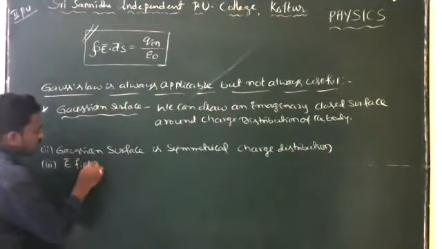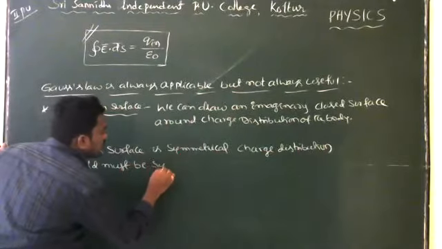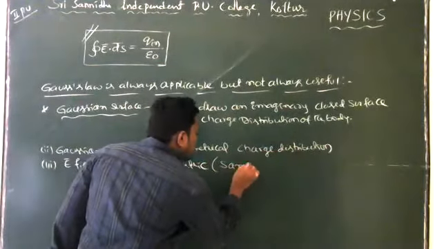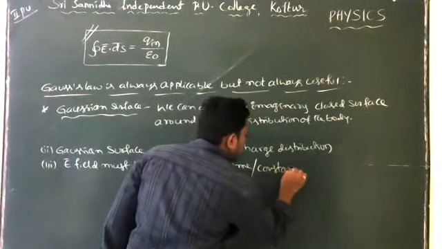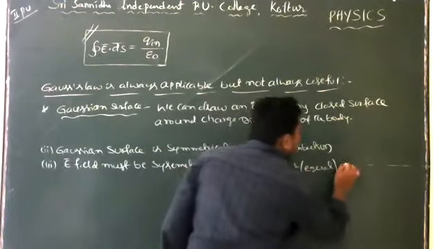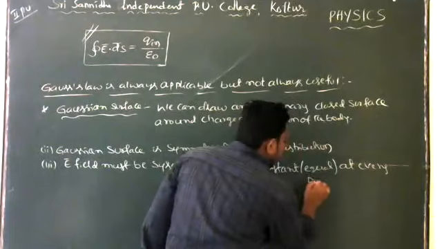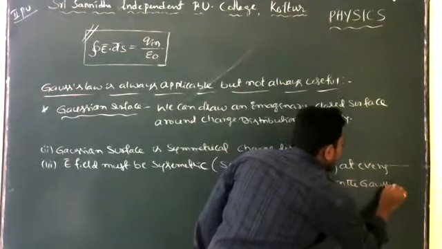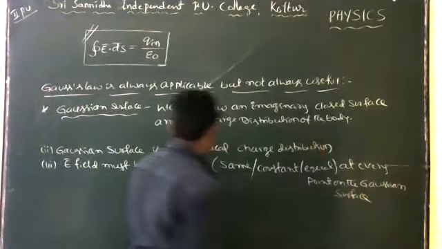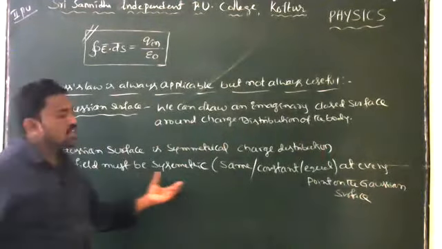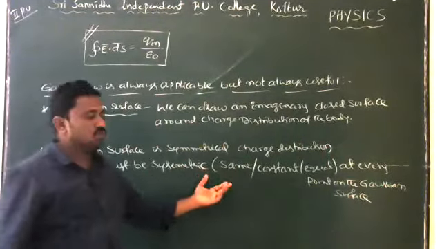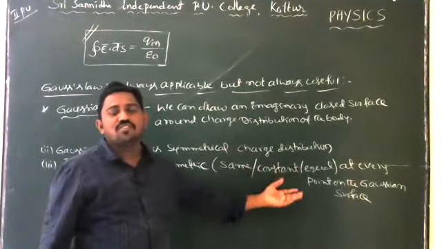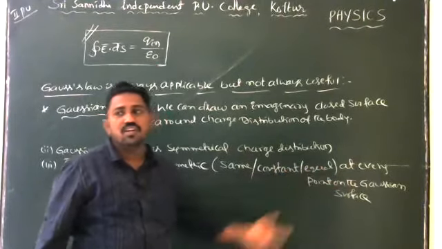Electric field must be symmetric. That means same, constant, or equal at every point on the Gaussian surface. So electric field must be symmetric or the same. Symmetric and the same mean the electric field is constant at every point. The electric field is equal at every point on the Gaussian surface.